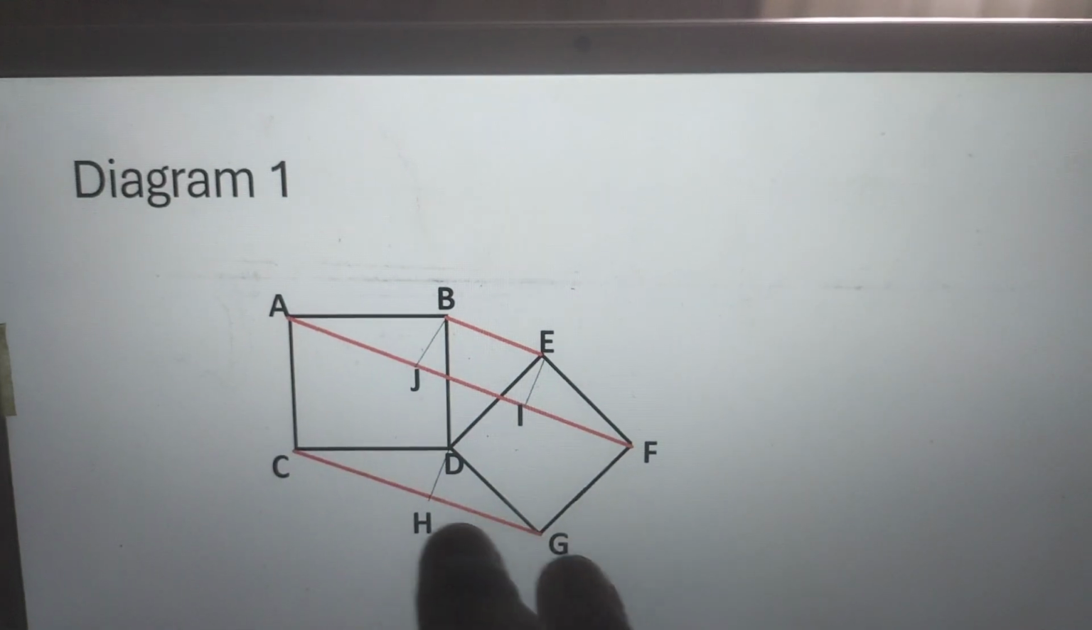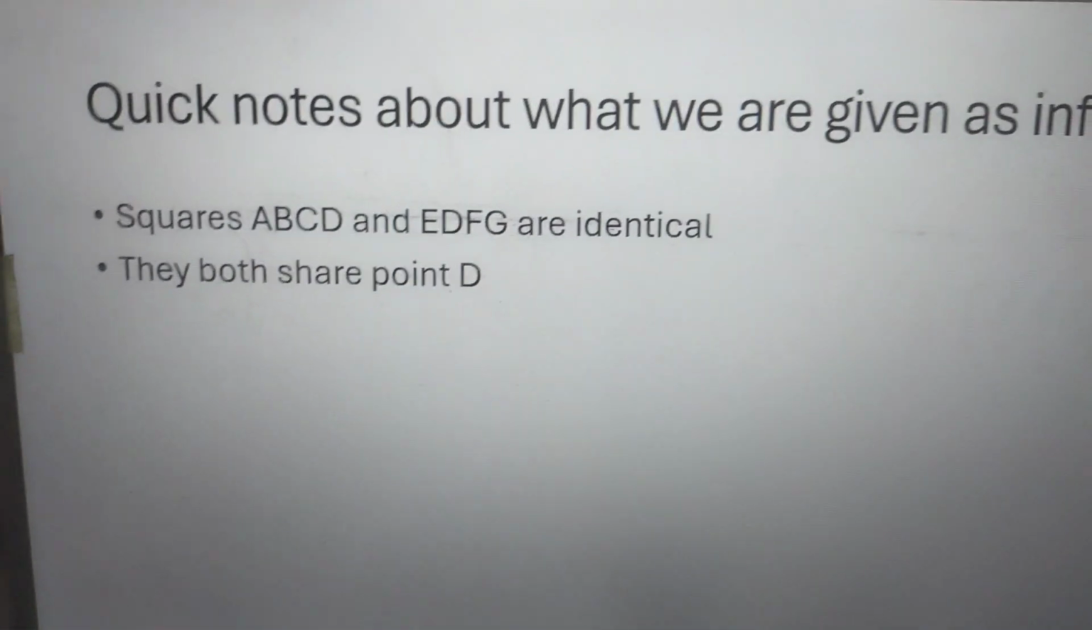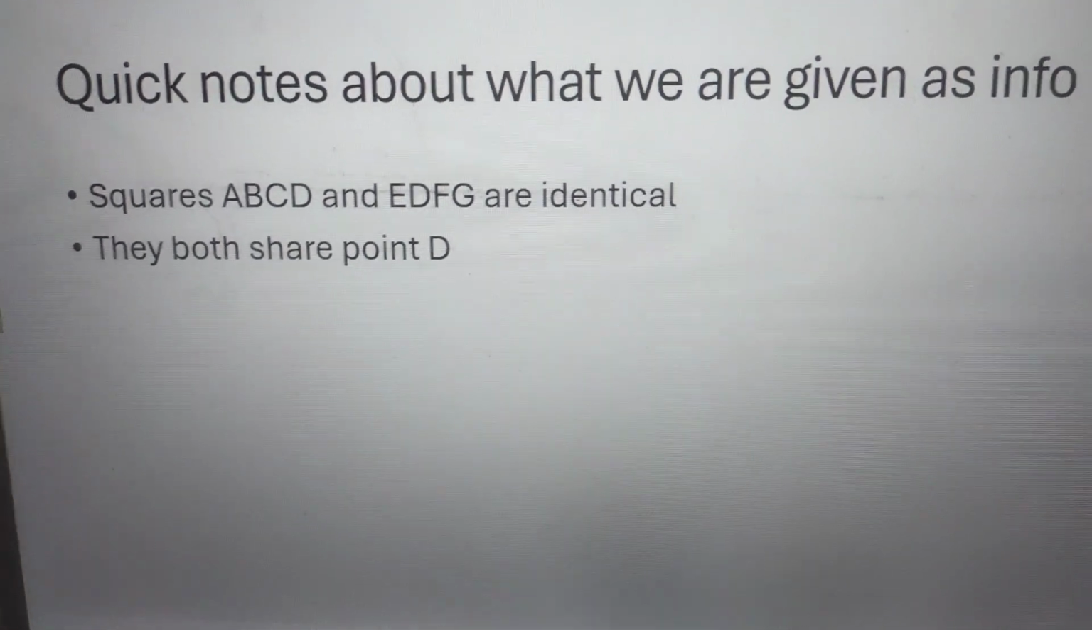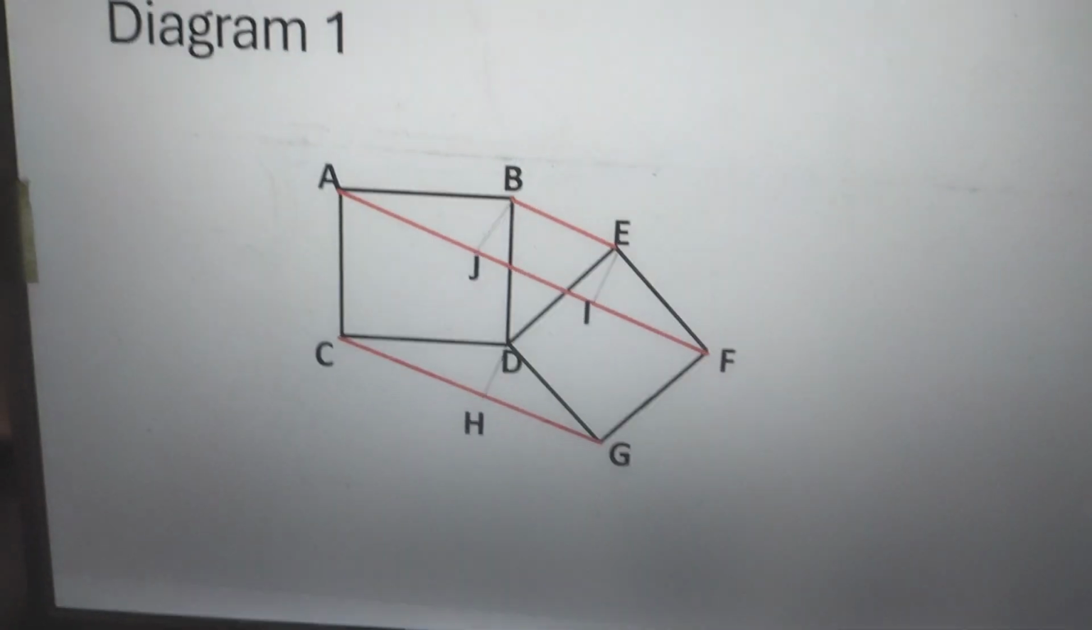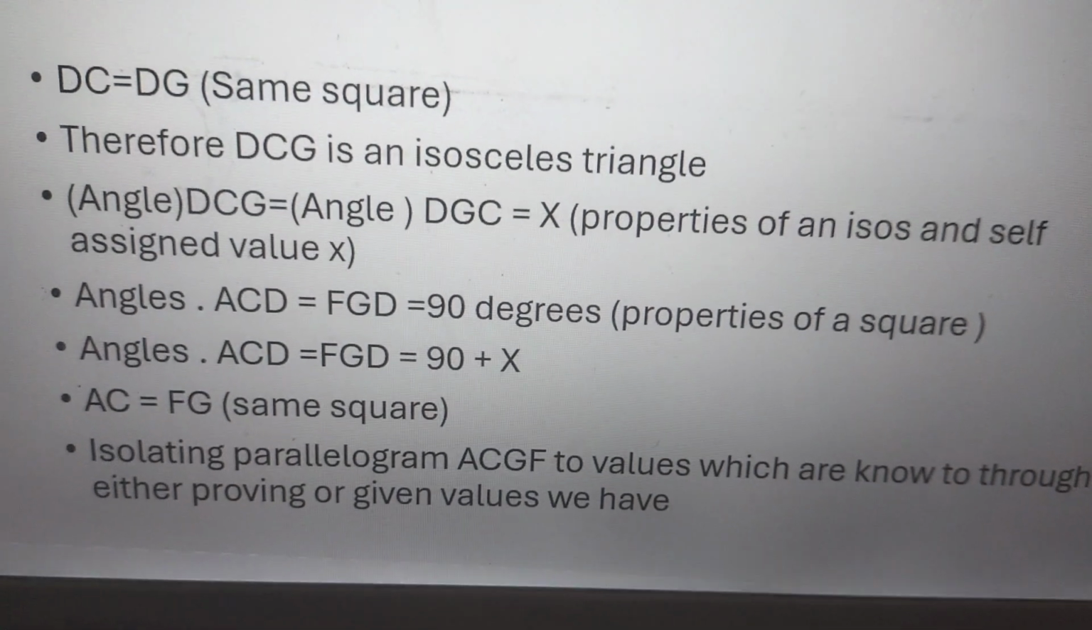Just note this triangle. Few things to note is the information we're given. We're given that ABCD and EDFG are identical and they both share the point D. So these two are the same square. So here's the thing. We're going to make some proofs.